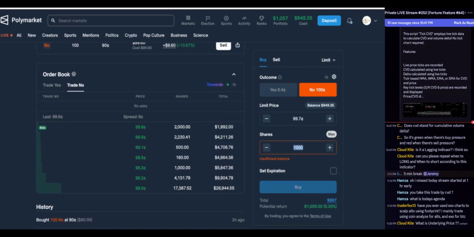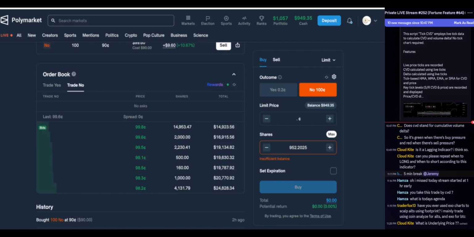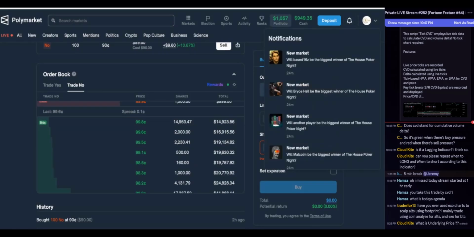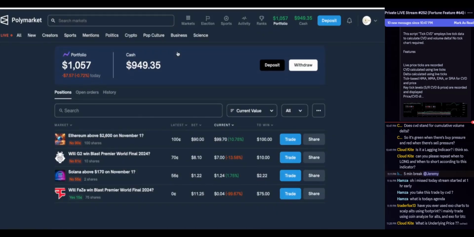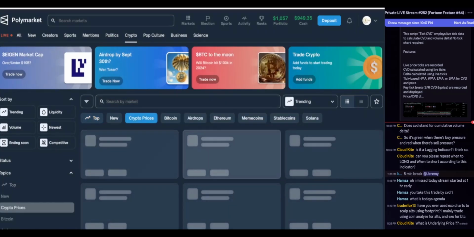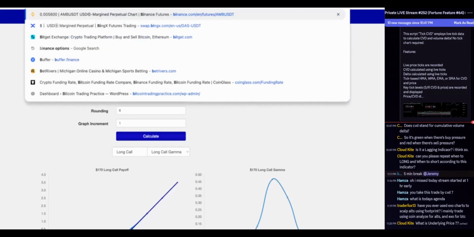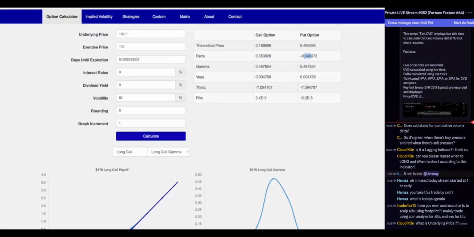So, I mean, I don't want to buy with everything. Oh, someone's already bidding at 99.8. Yeah. All right. Well, the Solana market's a lot more interesting anyway. So, does anyone have any questions about trading Polymarket crypto prices? It's a really cool, inefficient market for you to trade. Let's go take a look at BingX. Let's go take a look at the BingX positions. Let's go see how they're doing.